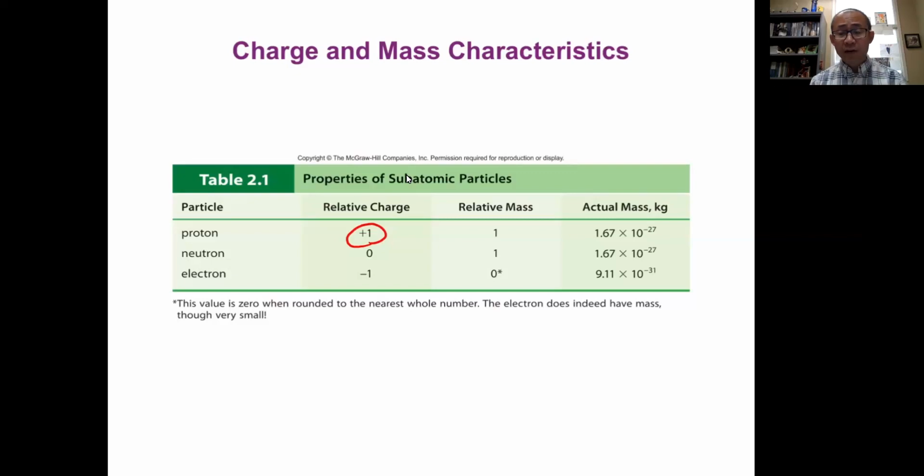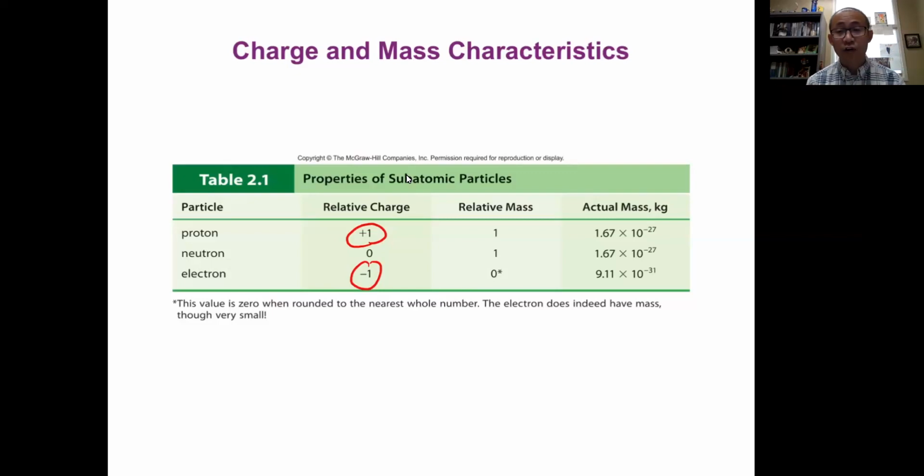Then, in order for the whole atom to be neutral, we know that the electrons are negatively charged. Each electron carries a -1 charge. So you can see that protons and electrons carry opposite charges. One is +1, another one is -1. So that's why they can be neutral. And later on, we're going to talk about the numbers, how the numbers are relative to each other. So that is the charge: proton +1 charge, electron -1 charge, neutron 0 charge.